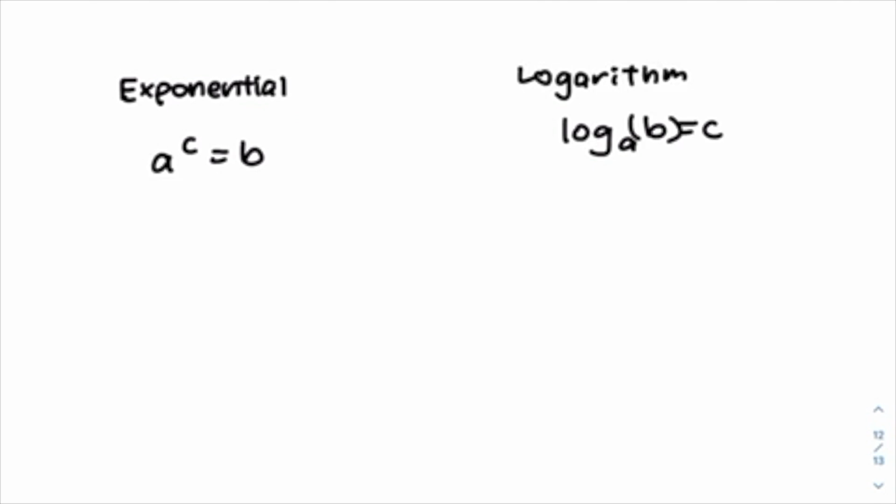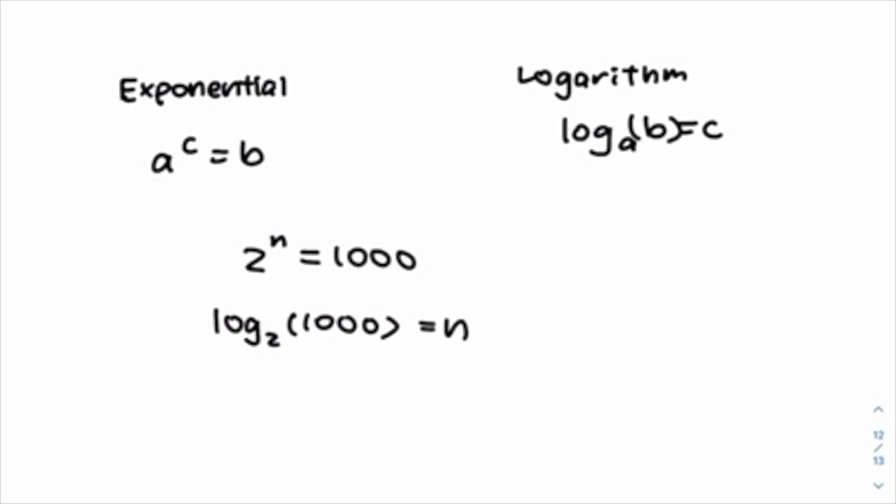For example, looking at a solution to the dragon population problem, we have the equation 2 to the power of n equals 1000. To find the value of n, we use logs and write that equation as log base 2 of 1000 equals n. Then simply key this into your calculator to find 9.96, which is roughly 10.